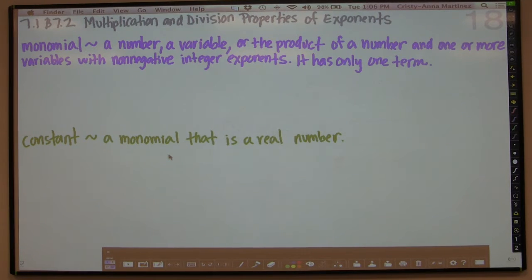Hi there, this is an Algebra 1 video. It is Chapter 7, Sections 1 and 2. Today we're talking about multiplication and division properties of exponents.